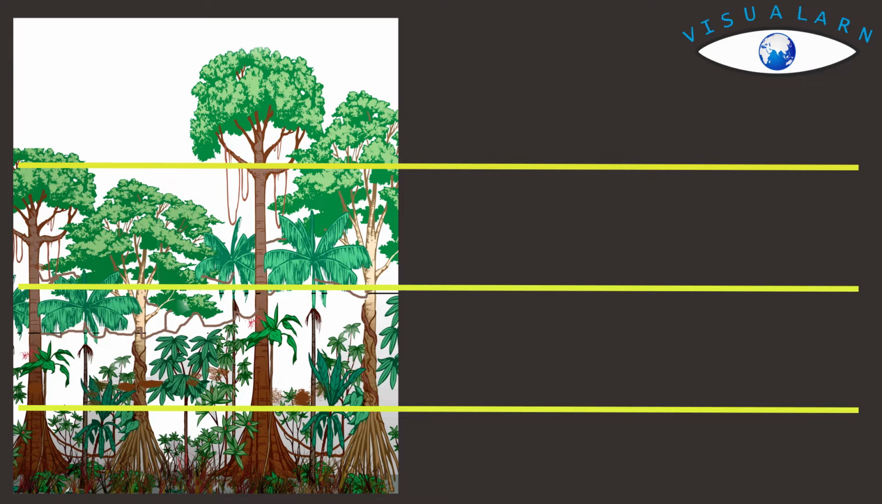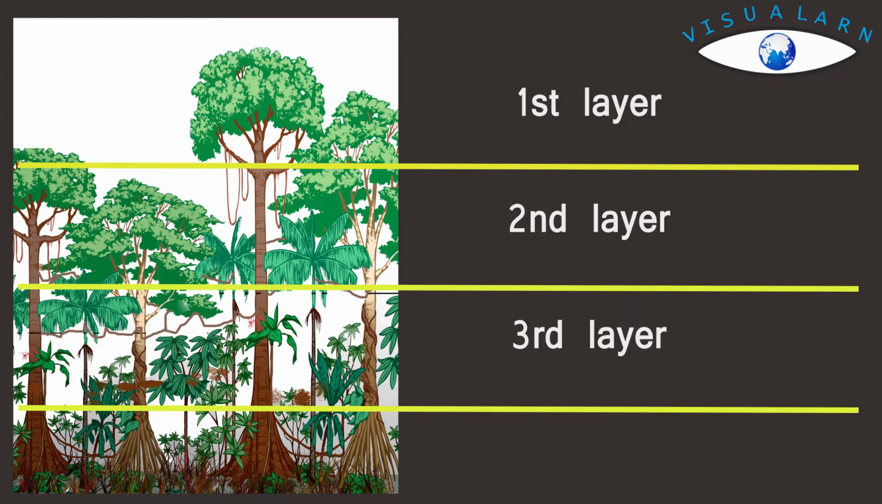The emergent layer is made up of the very tallest trees that rise higher than the rest of the forest. In the next layer, the canopy, the leaves and the branches of the trees all touch one another, connected by vines. Most animals in the rainforest live in the canopy. The layer below the canopy is called the understory. Small trees and plants that do not need much light grow there. The last layer is the forest floor, where only a few plants grow because it's so dark.